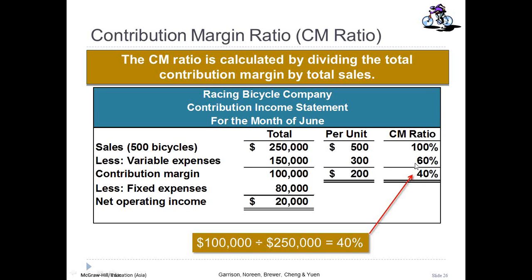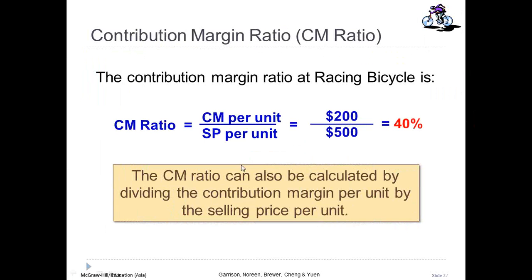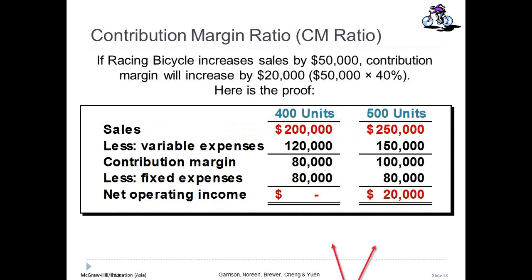Now we know the contribution margin ratio per item. Very helpful. The contribution margin ratio for the bicycle company is, as you see, contribution margin per unit divided by sales price per unit, which gives you 40%. So we know that for every sale, 40% is going towards the payment or the recovery of fixed expenses. That's what the contribution margin does.